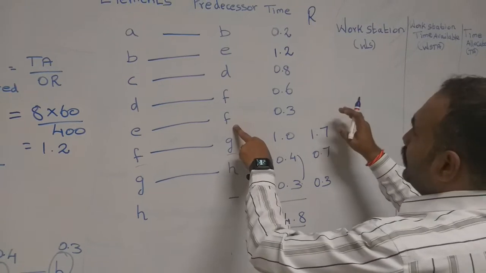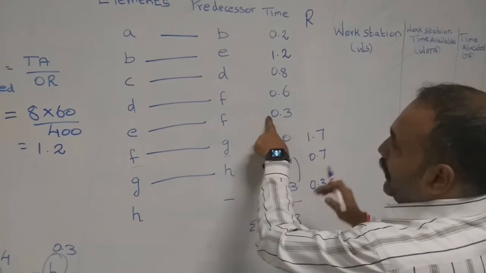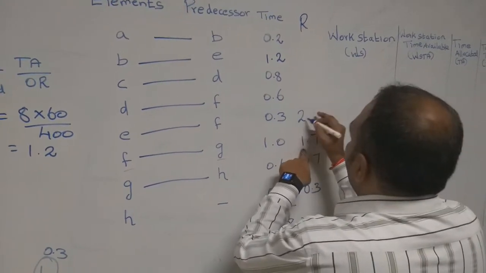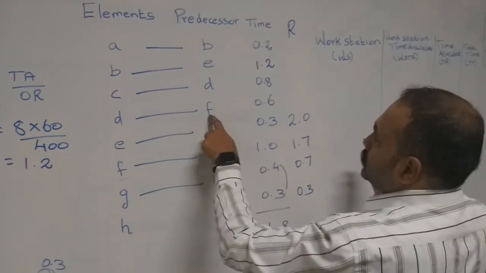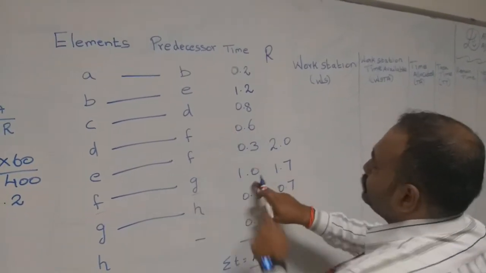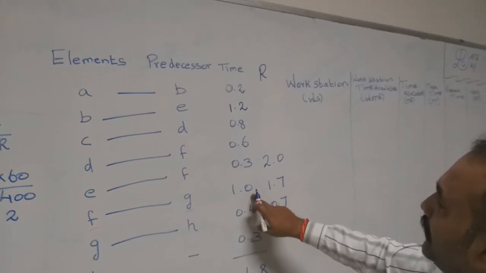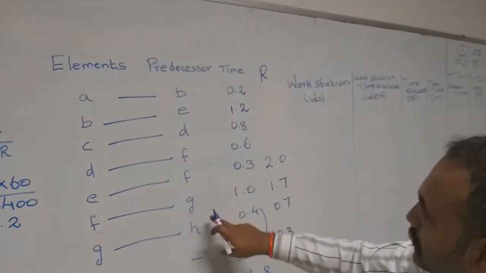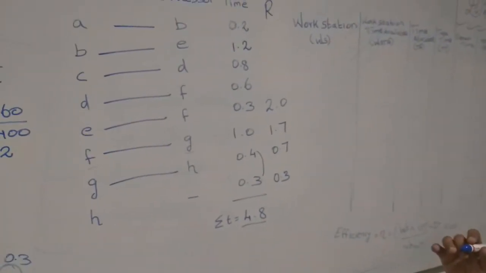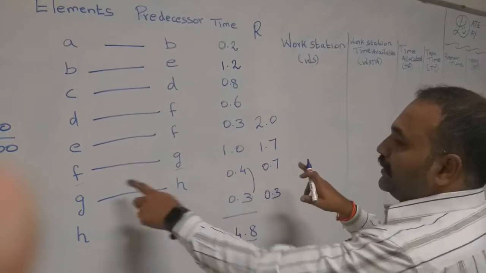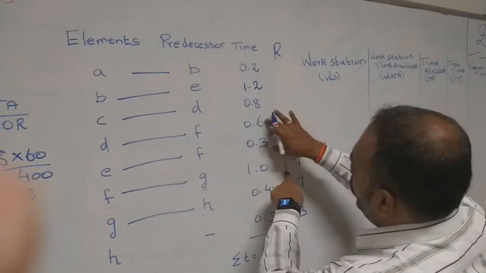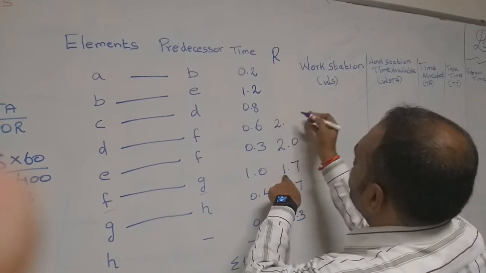E goes to F. What will be the E value? The E value is 0.3, and the F value we received is 1.7. It is 2.0. And D goes to F. The D value is 0.6, and the F value we have received is 1.7. So 1.7 plus 0.6 is equal to 2.3.